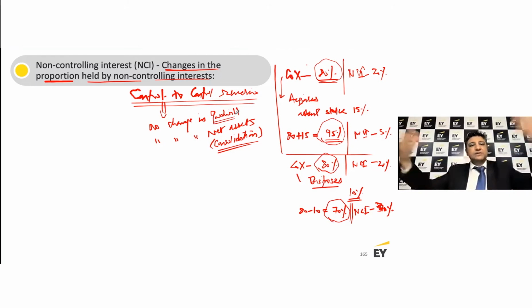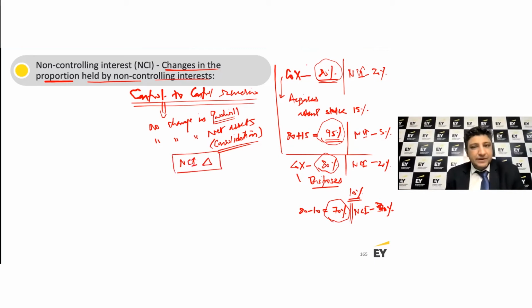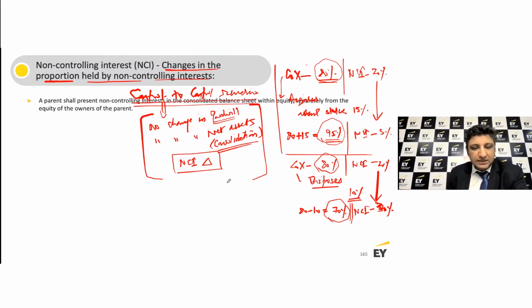You don't get an extra advantage as a business. You're still a part of the same business, so the goodwill doesn't change. Of course, what changes is the NCI. In this case, the NCI is declining from 20% to 5%, and in this scenario, NCI is increasing from 20% to 30%. So it's a control to control situation. This is the takeaway for us: no changes in goodwill, no changes in the consolidation procedure. It remains exactly the same. So let's talk about this aspect.